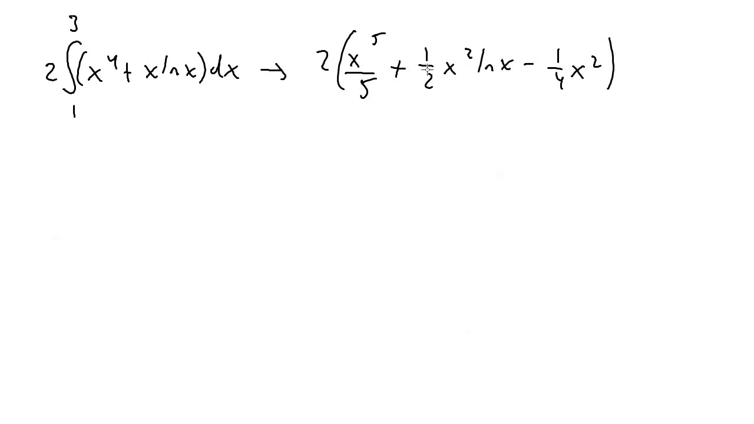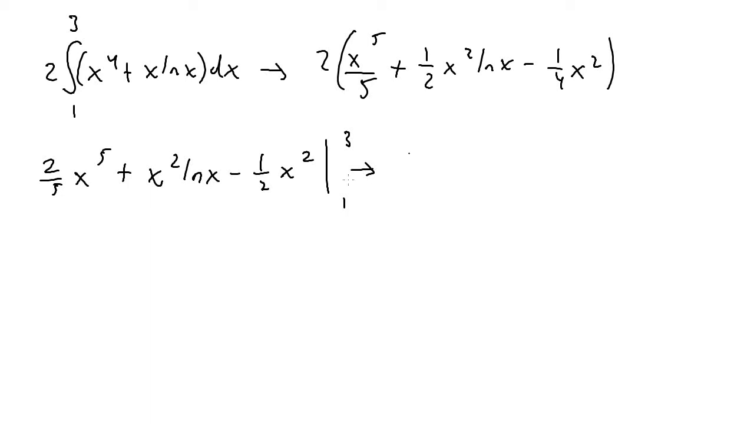Now I'm going to go ahead and distribute over the 2. So we have 2 over 5 times x to the 5th, and then plus 2 times 1/2 is just 1, so we get x squared ln x, and then minus 2 times 1/4, 1/2 x squared. Let's go ahead and evaluate from the x bounds of 1 to 3.